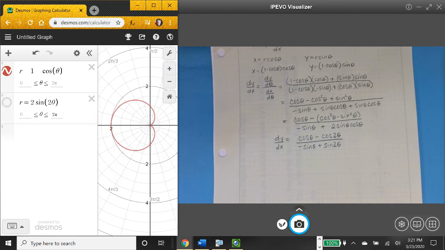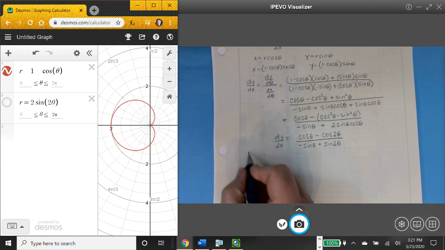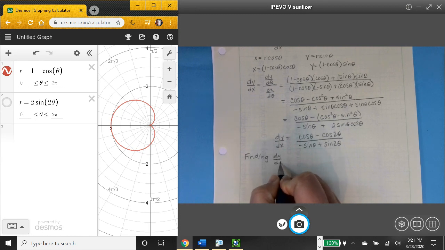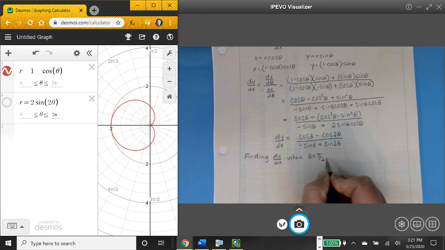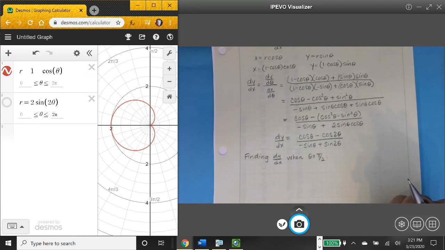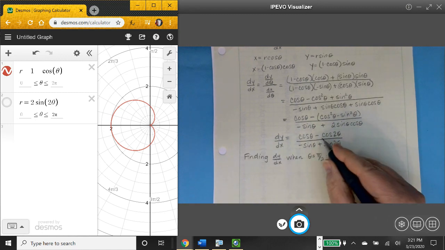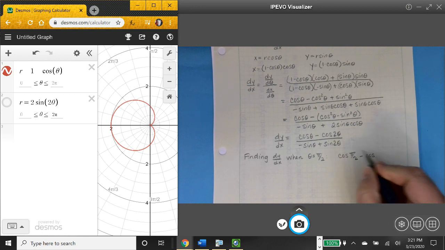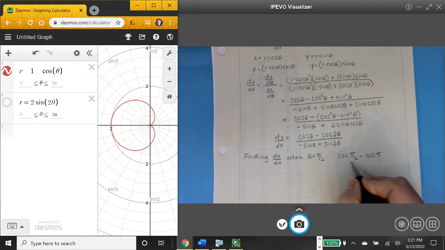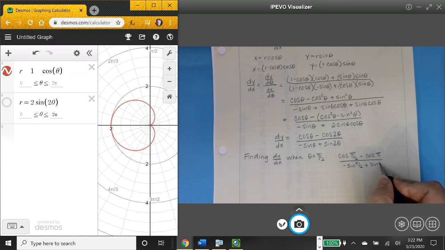And I could find the slope when theta equals pi over 2. So let's find the slope when theta is pi over 2. So we'll find dy dx when theta equals pi over 2. Okay, let's figure this out. That means I'm going to put pi over 2 in here. So this would be the cosine of pi over 2 minus the cosine of, well, when I plug pi over 2 in here, I get pi, over negative sine of pi over 2 plus the sine of, well, when I plug in pi over 2 here, I get pi.